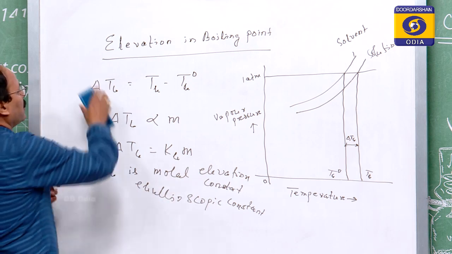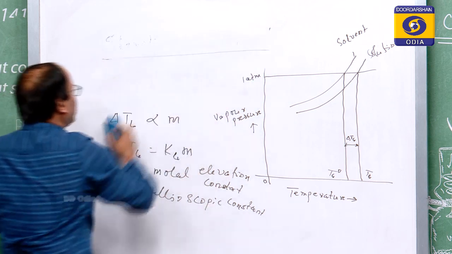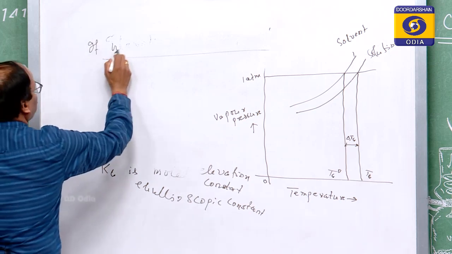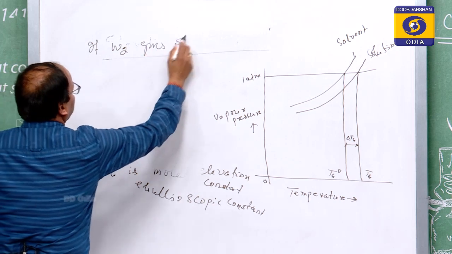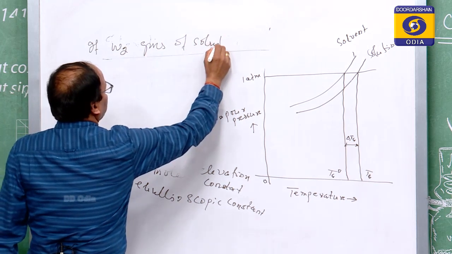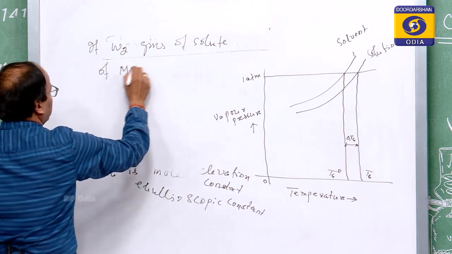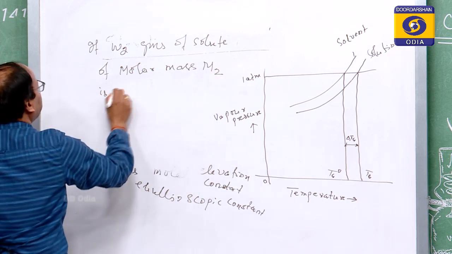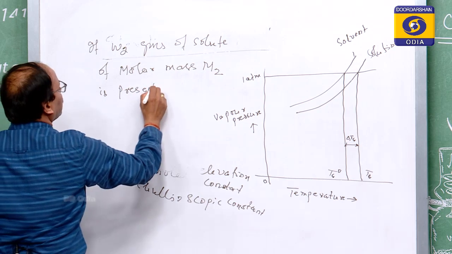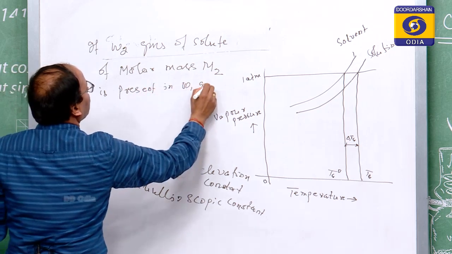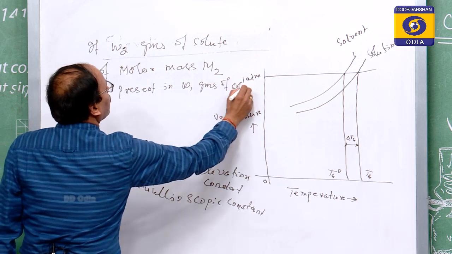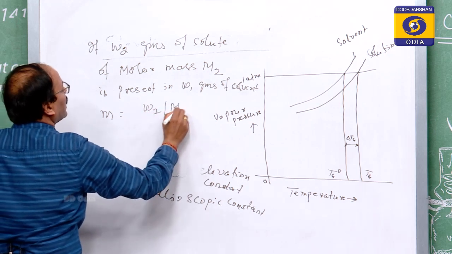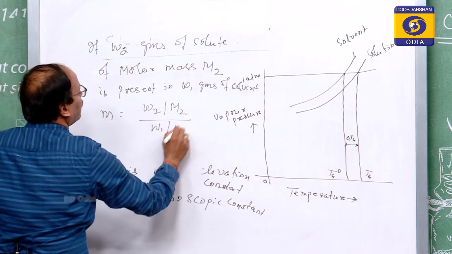Molality, as you know: if W2 grams of a solute of molar mass M2 is present in W1 grams of solvent, then the molality m will be equal to W2 by M2 divided by W1 divided by 1000.